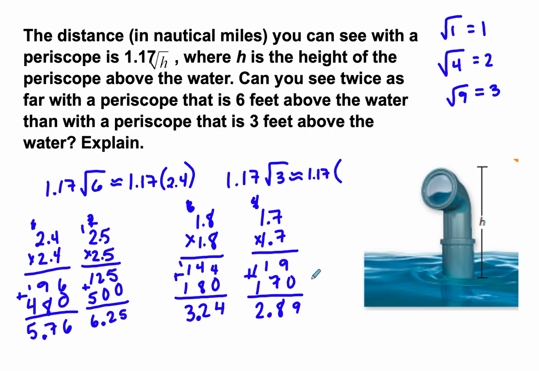Oh, okay, that's pretty darn close. This is 24 hundredths above. This is 11 hundredths below. This one's going to be a little bit closer. So it's going to be approximately 1.7.